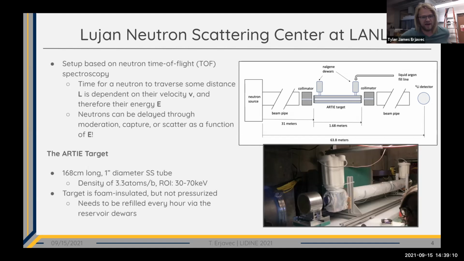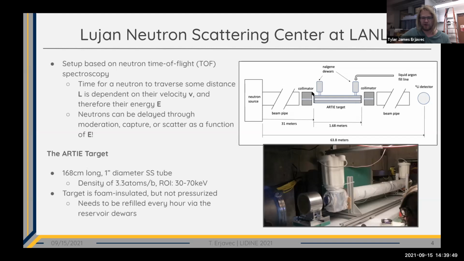But what's not standard kinematics is that these neutrons can be delayed through moderation, capture, or scatter as a function of their initial kinetic energy. And this is largely enveloped in the parameter of the total cross-section. So just to go over the time of flight method: neutrons are created. They go down a vacuum beam pipe, hit a collimator. They go through our RD target, potentially scatter or capture, hit another collimator, go through another beam pipe, and then eventually hit a lithium-6 detector. So that's basically what time of flight entails.